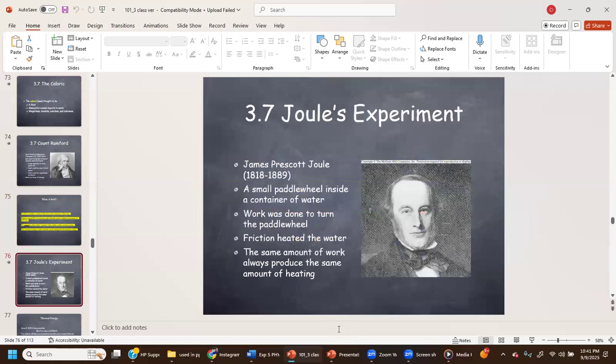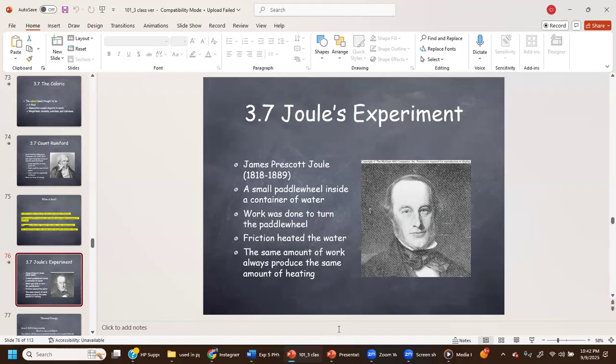Now, we also talked about the joule a lot. The joule, the unit, came in as an honor of James Prescott Joule. He died in 1889, not too long ago. And he had a little famous experiment where he had a small paddle wheel inside of a container of water.